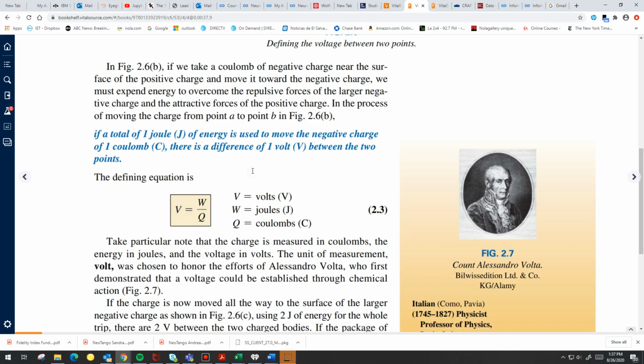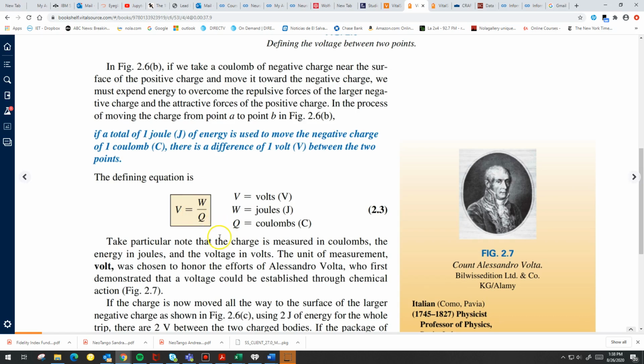And notice here an important thing to understand. Let me first define what this equation is saying. It's saying that the energy required to move a unit of charge is what the voltage is. Voltage is the energy required to move a charge from point A to point B.